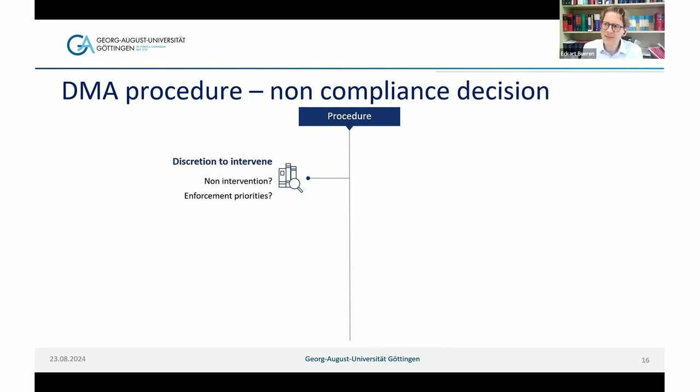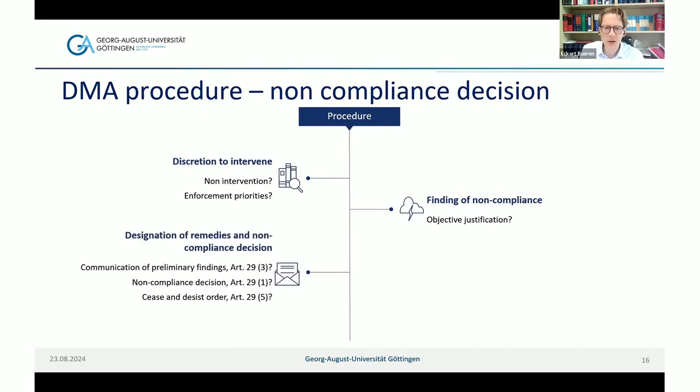Although the DMA itself says efficiencies are not actually relevant for complying with a certain obligation, the Commission might be able to consider it when deciding to intervene or not to intervene. Then we are at the stage of finding of non-compliance. Again, we could ask, is there some kind of efficiency in play here? Objective justification would be the buzzword for this.